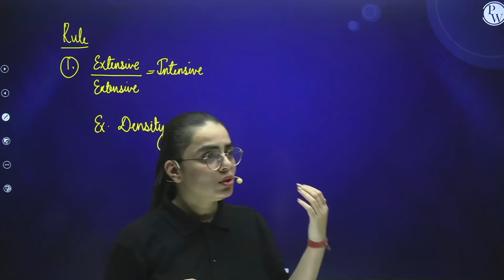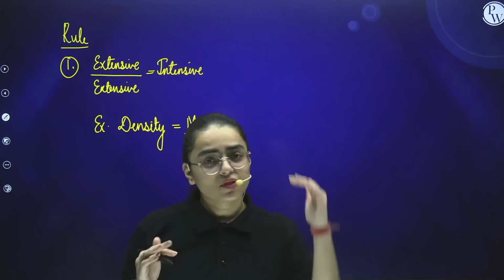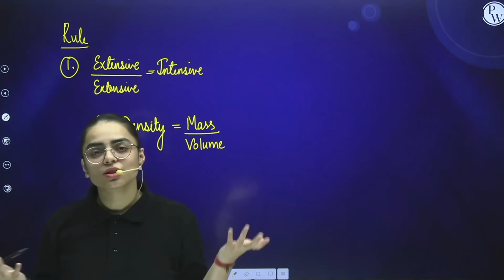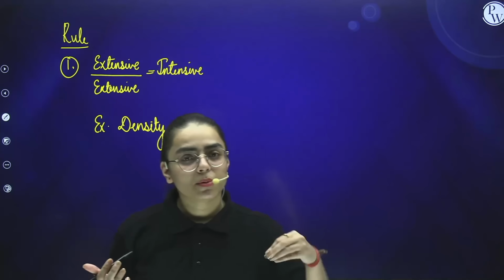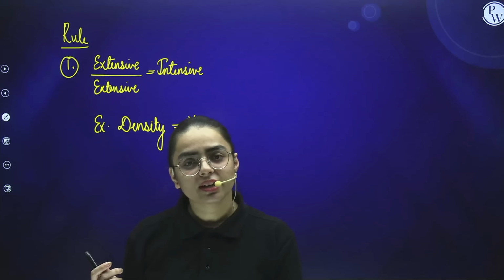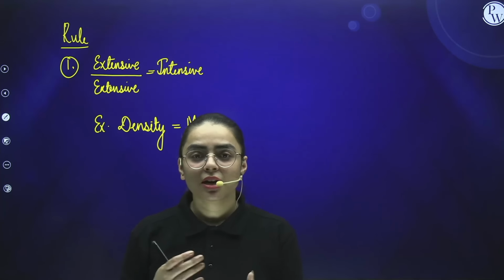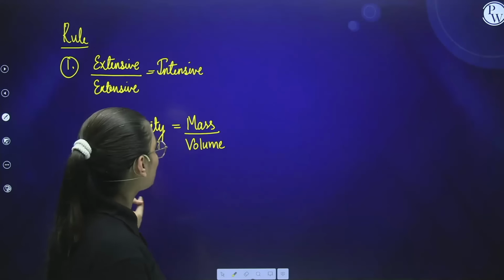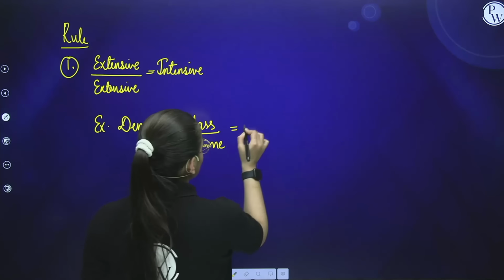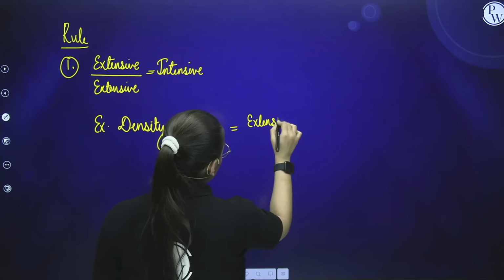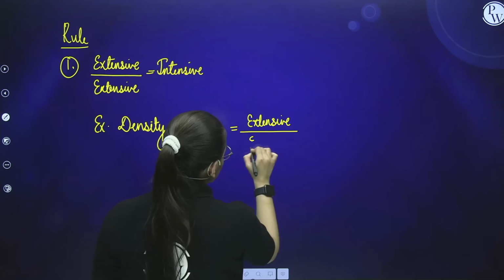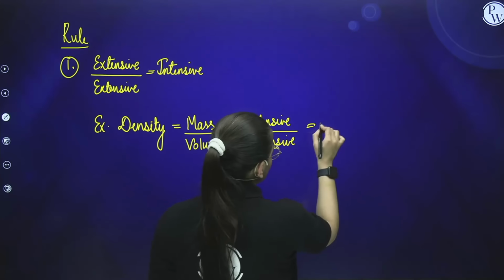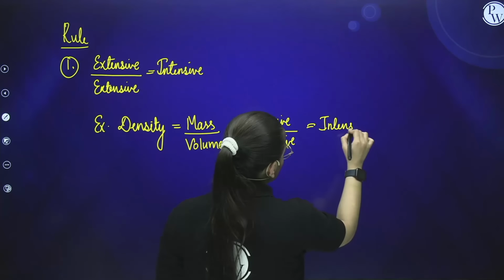See, in some of the cases I've told you the extensive ones, so kindly remember the extensive ones. If you remember the extensive ones, the intensive ones are easy to find out, just with the help of these two rules. Or you can just keep in your mind that these are the extensive ones, and the rest are the intensive ones, right? So here, mass is an extensive property, and volume is also an extensive property. So when I divide two extensive properties, I get an intensive one.